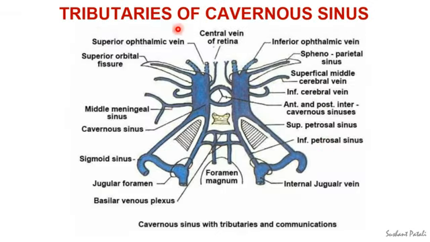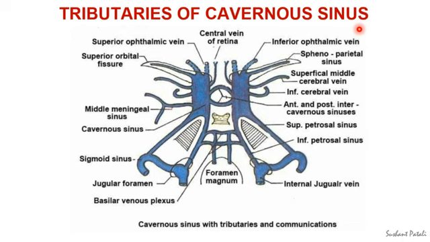Now, this is an important aspect of the cavernous sinus, the tributaries of the cavernous sinus. The cavernous sinus has nearly about 7, or it can have even more tributaries. We have nearly 7 named tributaries of the cavernous sinus. So what are these tributaries?